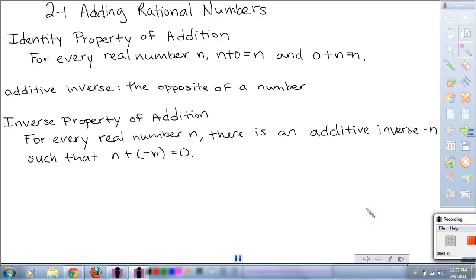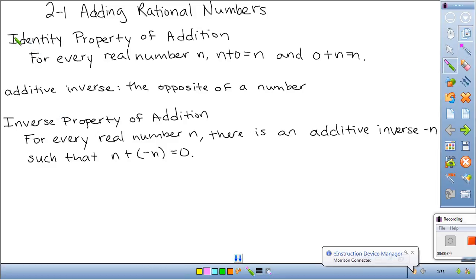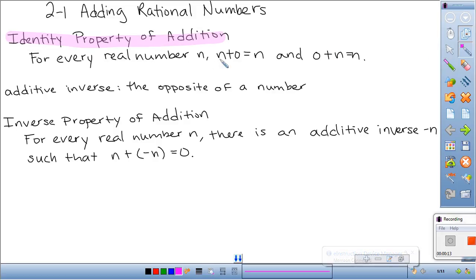This is lesson 2-1, adding rational numbers. First, let's talk about a couple of properties. The identity property of addition says for every real number n, n plus 0 equals n, and 0 plus n equals n. So let's look at some examples before we talk about this.